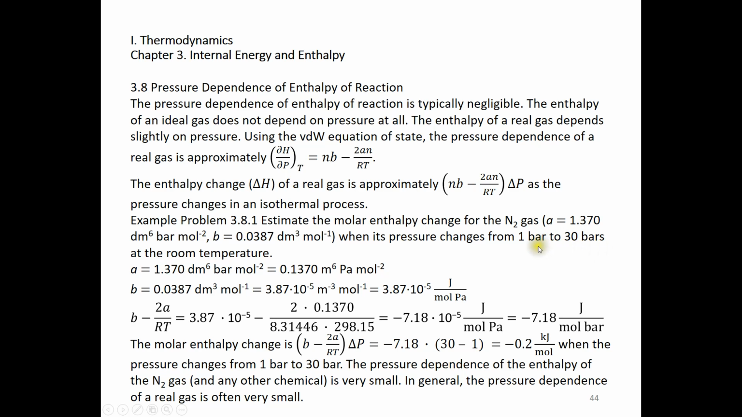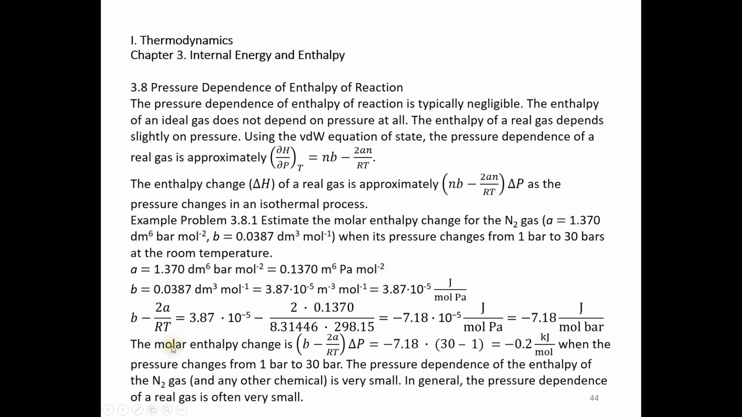This is a very significant pressure change, but you will see the molar enthalpy change is very small. Let's convert A and B to SI units for convenience. Then we have B minus 2A over RT, which is just this divided by N, since we're looking at the molar enthalpy change. Plugging in all the numbers in SI units, we get negative 7 joule per mole bar as B minus 2A over RT.